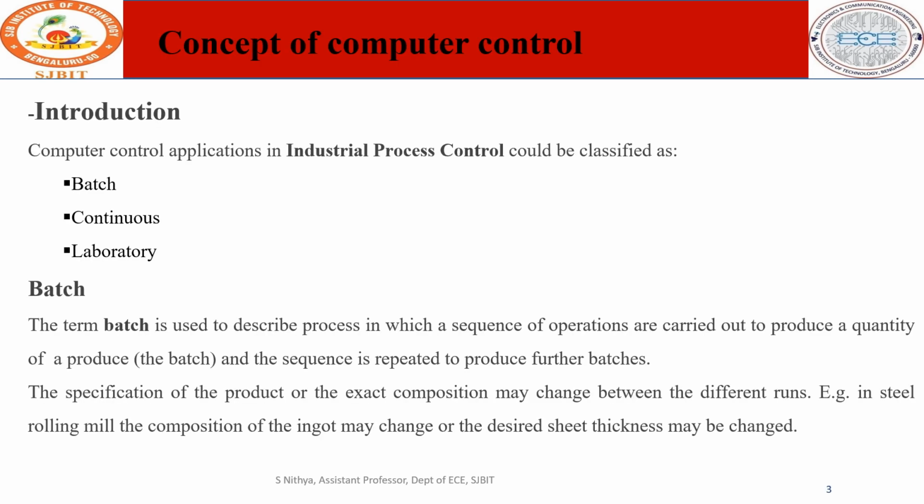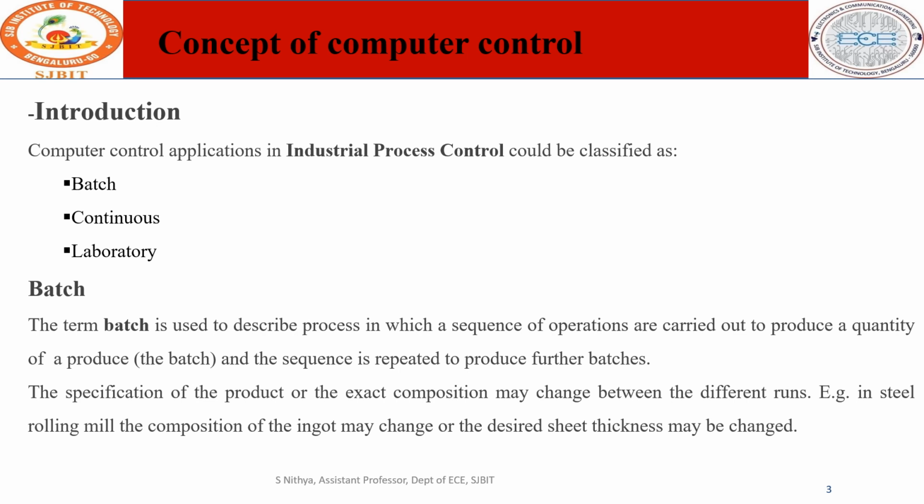The first one is the concept of computer control, and first we'll talk about the introduction. The computer is used in different ways for various applications, in a wide variety of fields, which have many common features. The basic feature of computer control is considering industrial process control. That could be classified as batch processing, continuous processing, and laboratory. The laboratory can also be called testing.